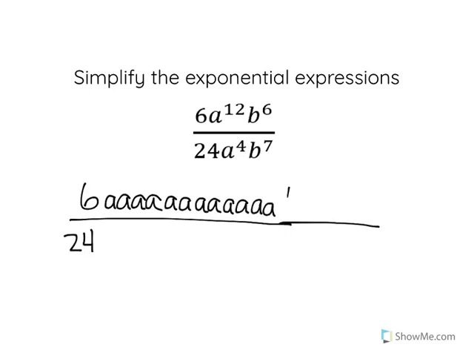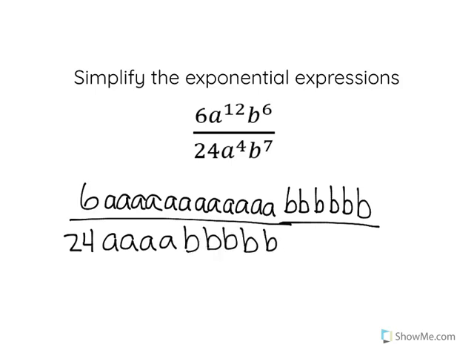And I have 6 B's. And then on the bottom, I have 4 A's and 7 B's. So the first thing that we're going to do is we are going to simplify 6 over 24. So 6 over 24 actually reduces to 1/4. Because if we divide the top by 6 and the bottom by 6, we get 1/4.